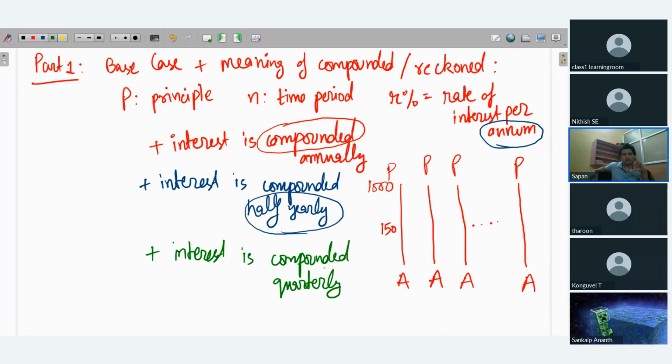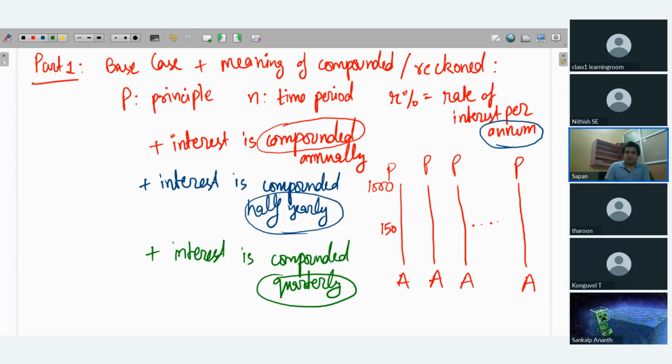Whatever interest you gain per year will be divided 4 times, so 1/4 of that will be given. That's why we use the year as 1/4, 1/2 in the calculations.